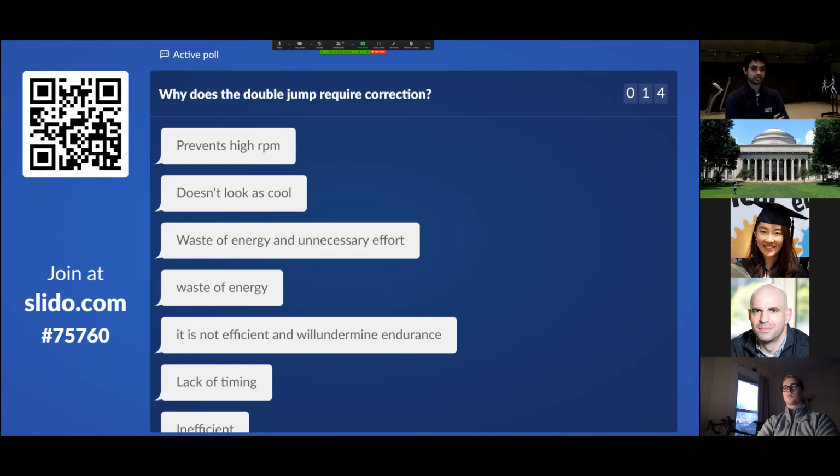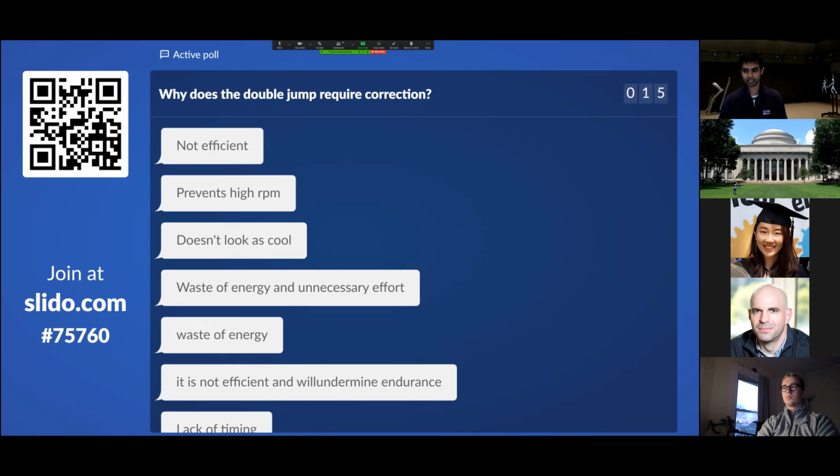Good. Endurance just means how many jumps, how many turns of the rope we can do, right? It's a waste, right? Prevents high RPM. Okay, we're going to look at that. But why do I want, well, maybe I just want to jump slow, right? I don't want to actually jump fast. Waste of energy for sure, right?